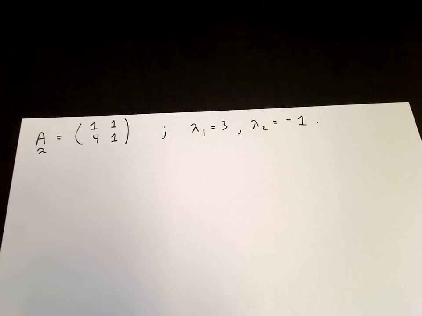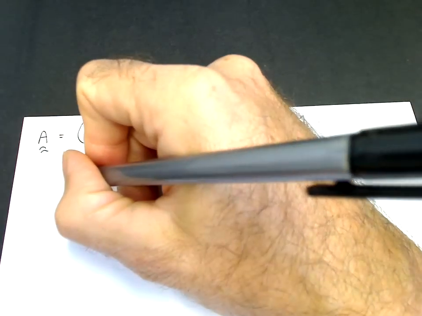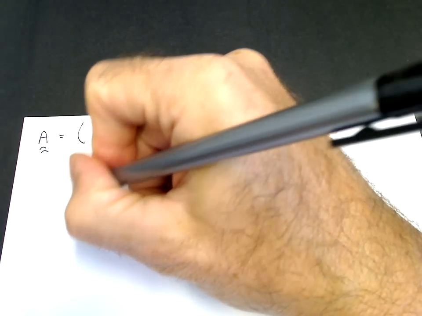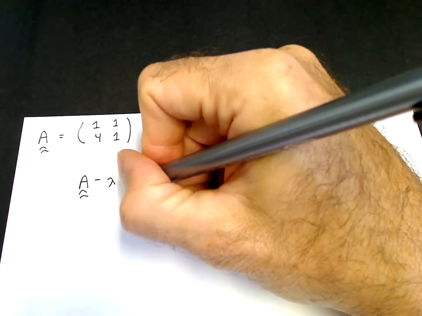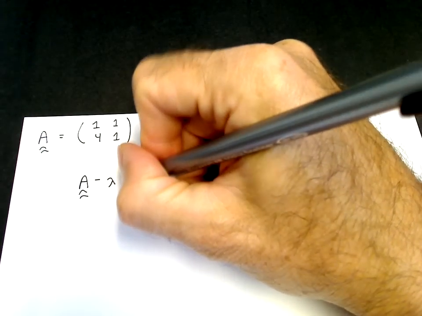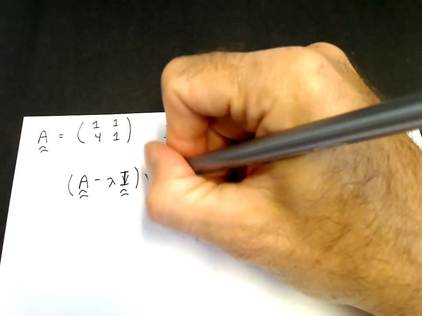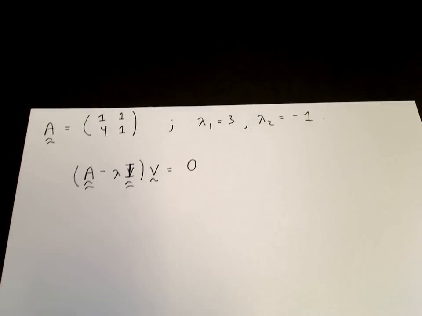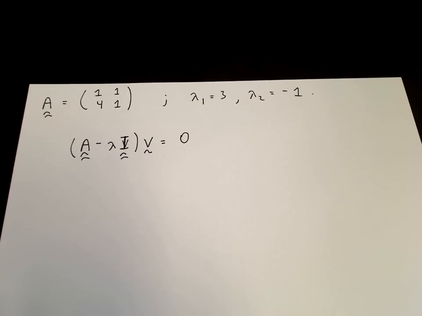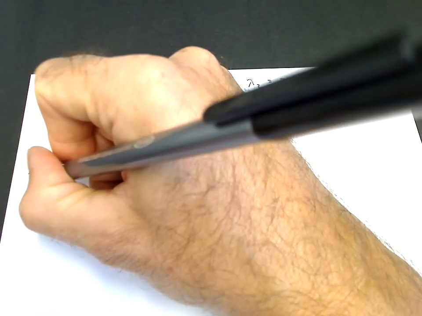We know if v is an eigenvector, then A v equals lambda v. So the eigenvectors are found from the equation A minus lambda I, times the eigenvector v, equal to 0. Such an equation will give us the eigenvectors. So we solve this equation for each eigenvalue. We start with lambda 1.